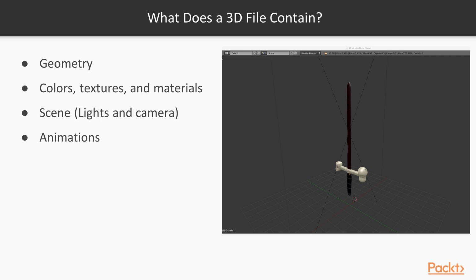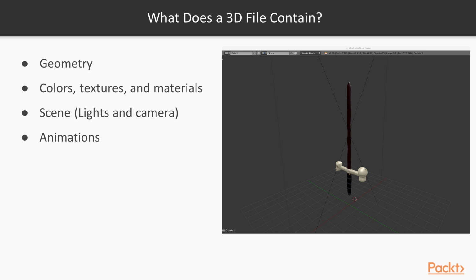And then the last one is your animations. The animations that you create can also be saved in certain file types. Some save animations and others ignore them. So that's basically what a 3D file will contain. You'll have geometry, your colors, textures, and materials, your scene, where your lights and your camera are located, and then your animations. That's quite a bit of information to save, and different file types do it in different ways.